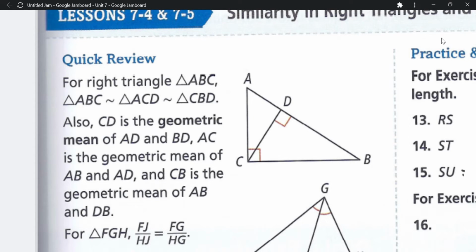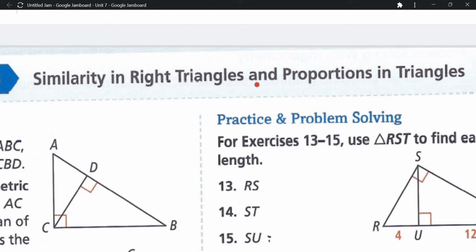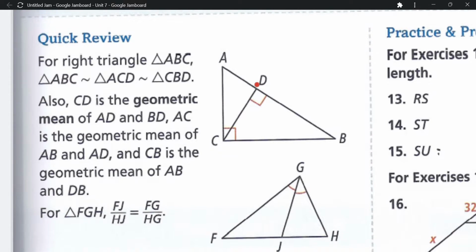All right, this is 7-4, 7-5, similarity in right triangles and proportions in triangles. I'm going to try to move through this smoothly. I keep hiccuping a little bit. Let's read this first part and make sense of it.